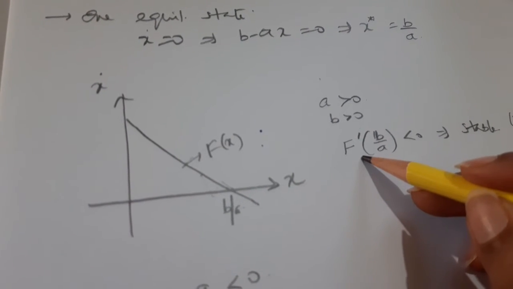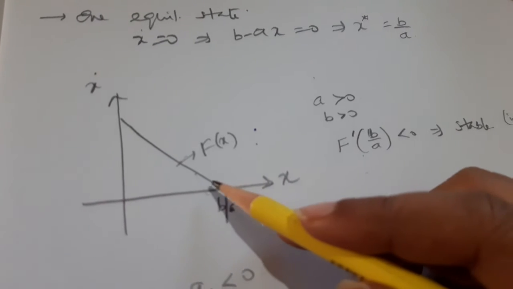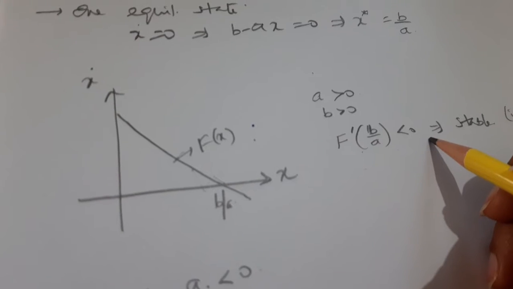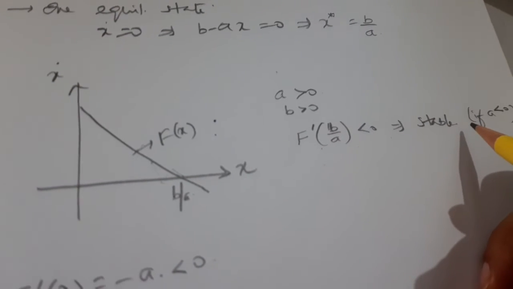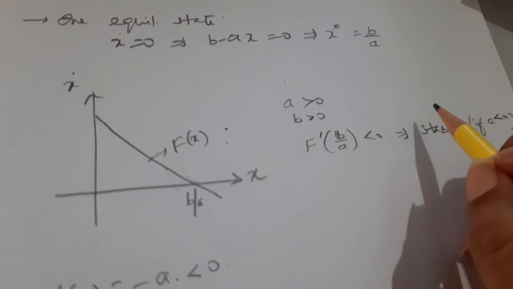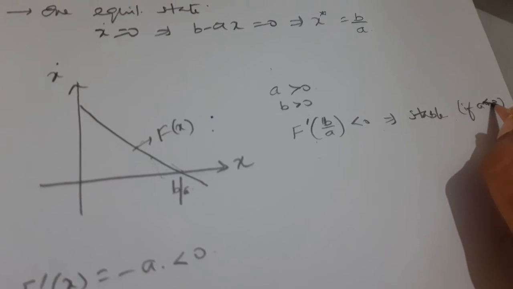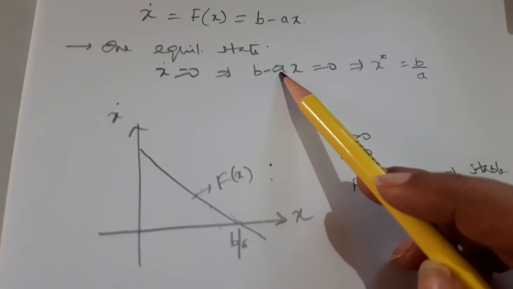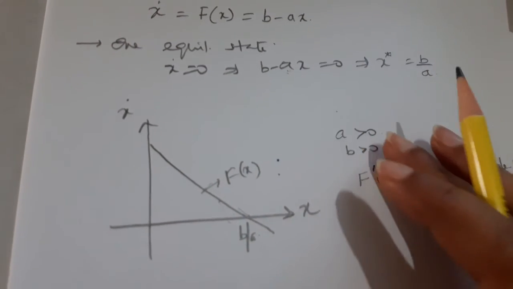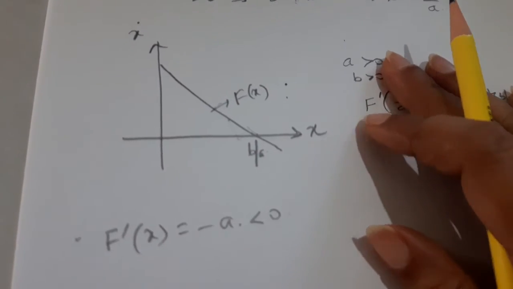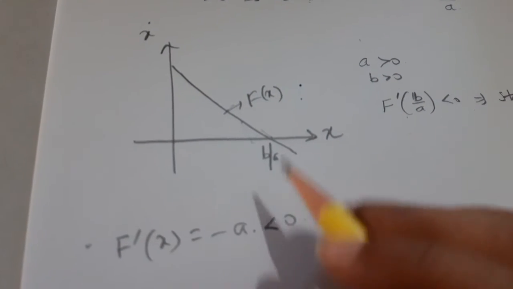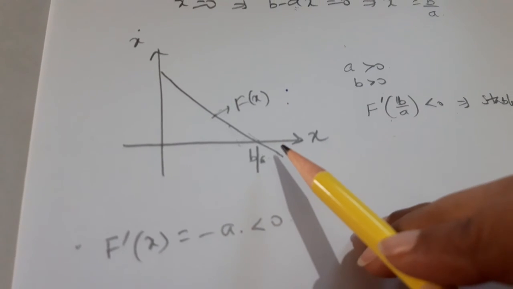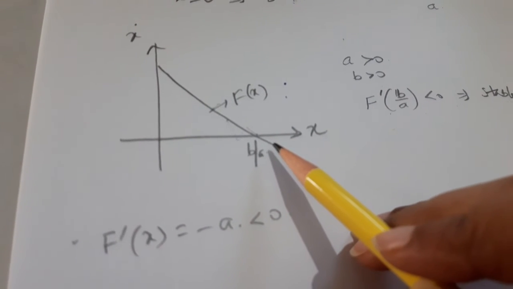Because f prime at b by a, the slope here, is negative, therefore the equilibrium state is stable at x equal to b by a. But remember, this is only when a is positive, because if a is negative, then you're going to get an upward sloping linear graph. Here you can see clearly from the picture that the slope is negative at the equilibrium state, therefore it's stable.